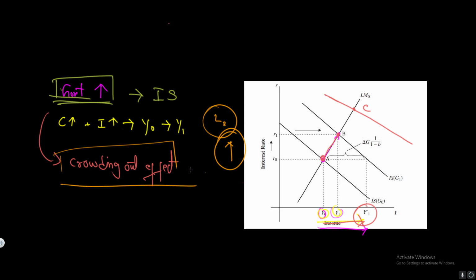Crowding out effect is explained in more detail in the previous chapter, so if you don't really understand it, I think you should probably revise the previous chapter first.